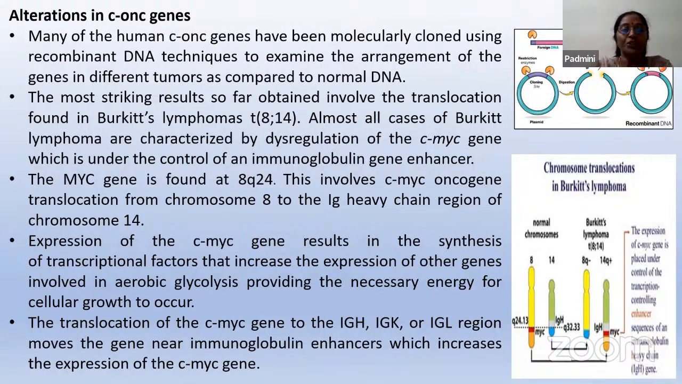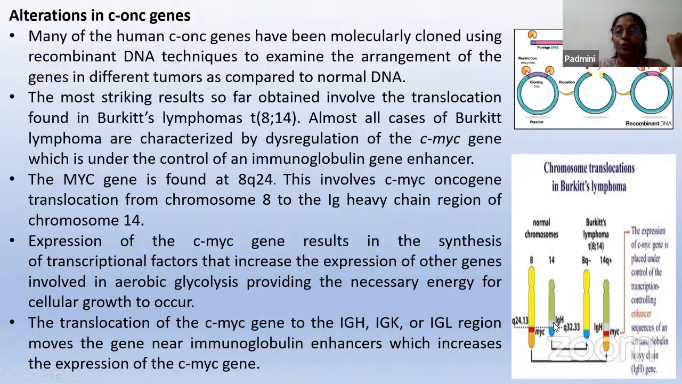in humans. The most striking results so far obtained involve the translocations found in Burkitt's lymphoma, a translocation between chromosomes 8 and 14. What do we mean by 8 and 14? If you can see in this picture, you have chromosome number 8 and chromosome number 14. A translocation between these two non-homologous chromosomes leads to c-MYC activation. Almost all cases of Burkitt lymphoma are characterized by dysregulation of the c-MYC gene, which is under the control of the immunoglobulin gene enhancer, that is IgH, Igκ, IgL.